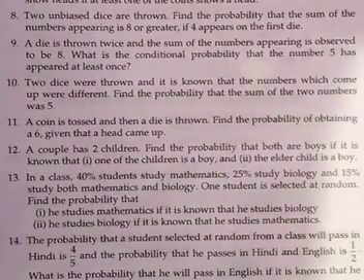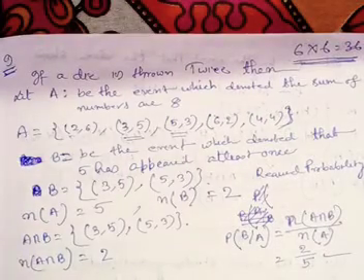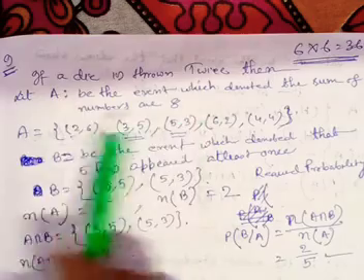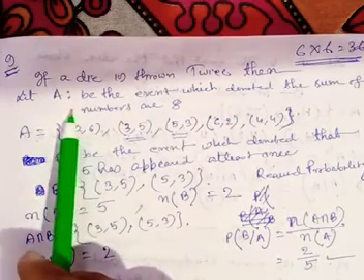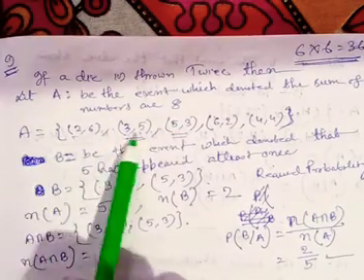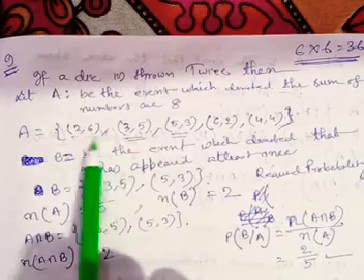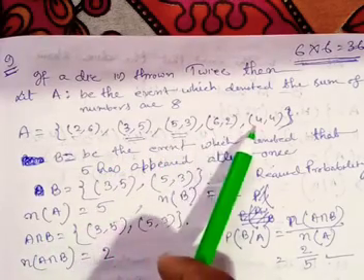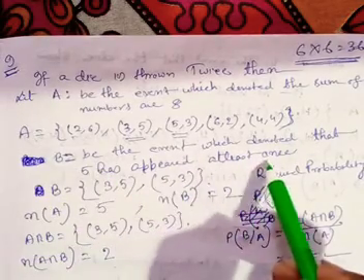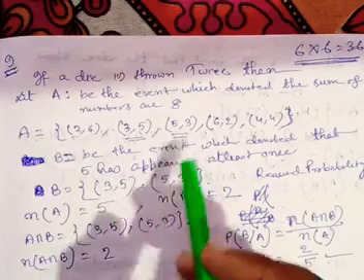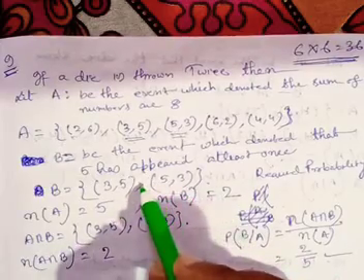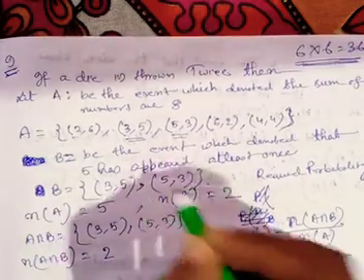So let us come to the solution. Now here, if a die is thrown twice, then we take A as the event which denotes that the sum of the numbers is 8. So the sample space related to A looks like this: 26, 35, 53, 62 and 44. And B is the event which denotes that 5 has appeared at least once. So 5 appeared at least once, that means 35 and 53. In these two cases 5 has appeared at least once.